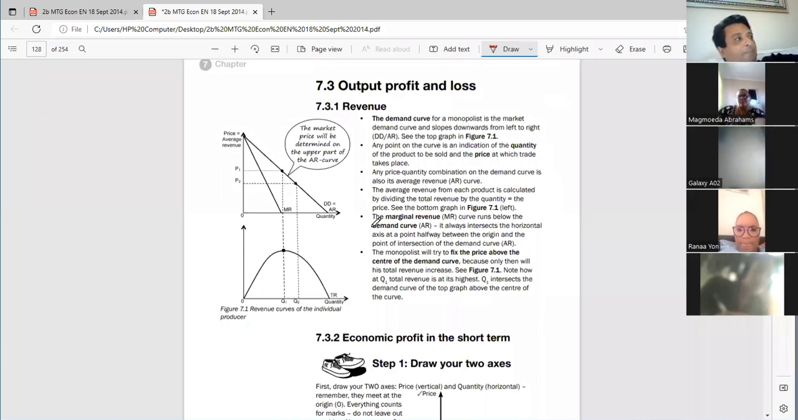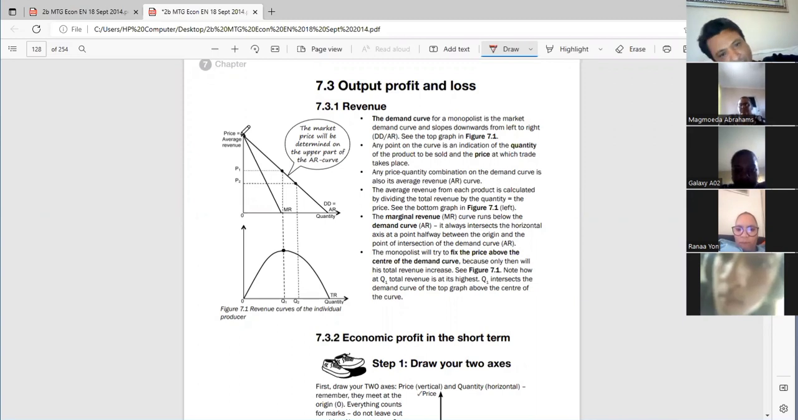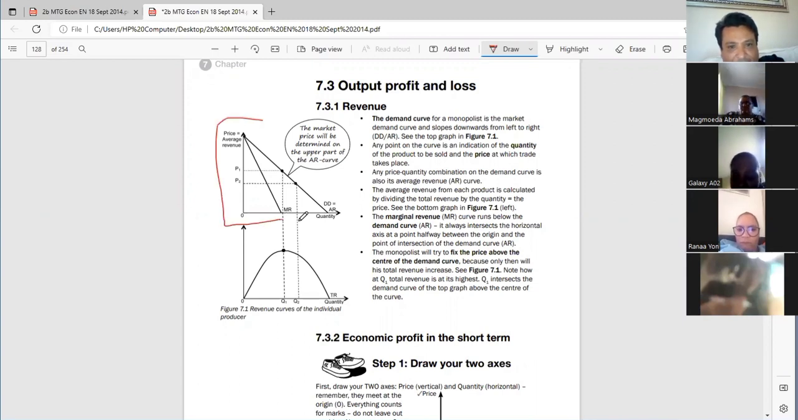Now, here, the market price will be determined on the upper part of the average revenue curve. Now, if you look at this first graph here, can you see? This is your demand curve here. This one here is your demand curve. This is your marginal revenue.